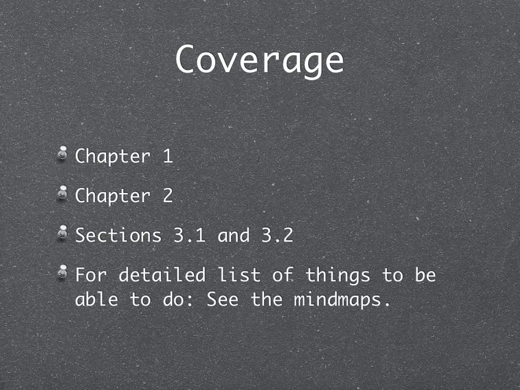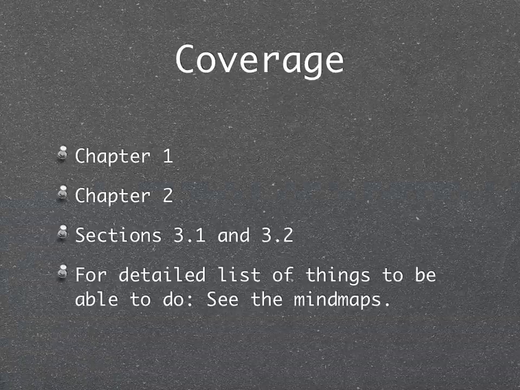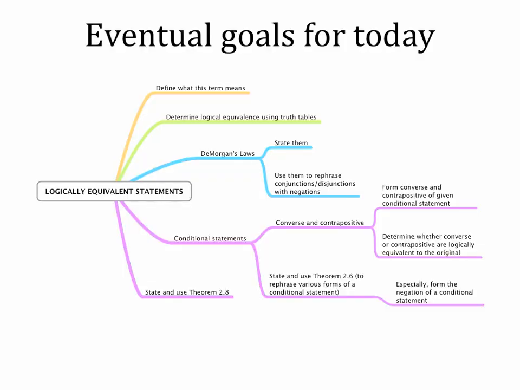If you are looking for a detailed list of things that you need to be able to do, like a topic list, you have actually been getting those sequentially throughout the semester in the form of the mind maps on the slides that are labeled "eventual goals for today." Every time we do a presentation, I start off with one of these slides, and here's one of them from Section 2.2, I believe it is, where we're learning about logically equivalent statements.